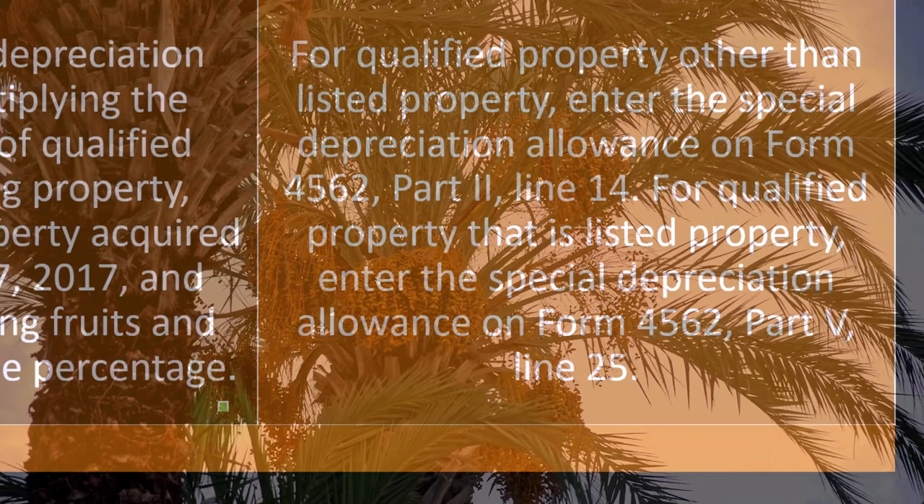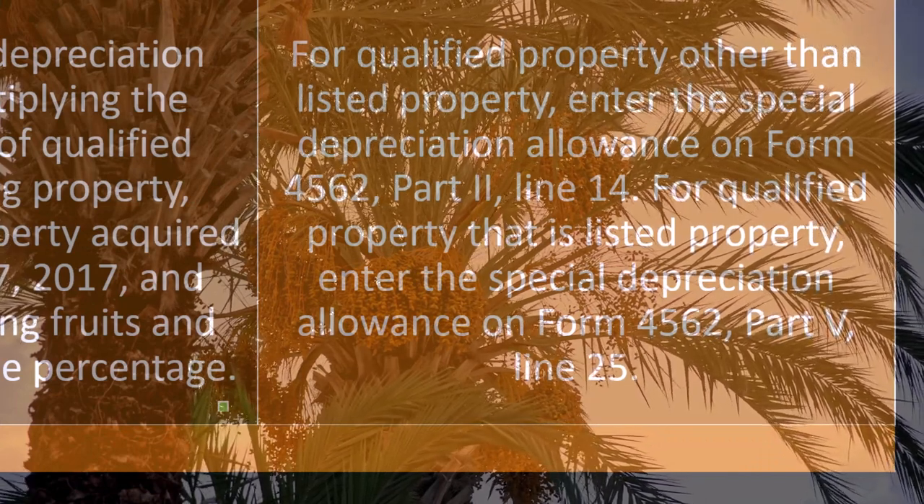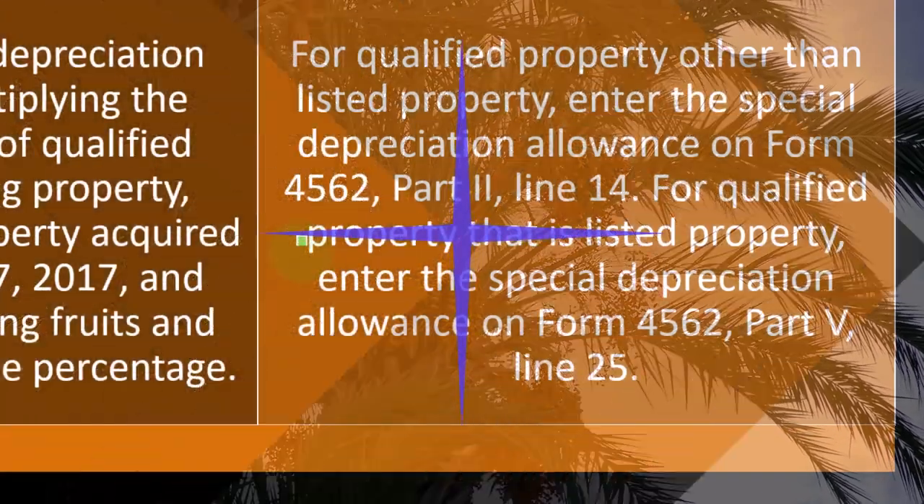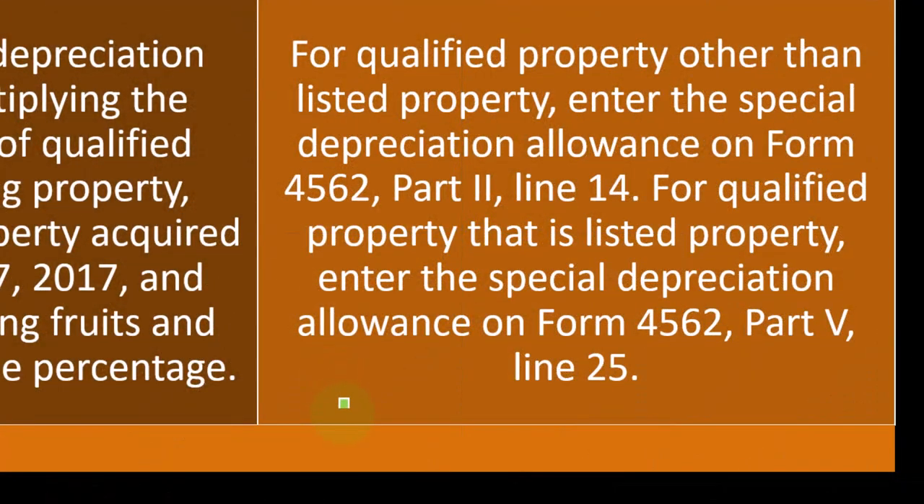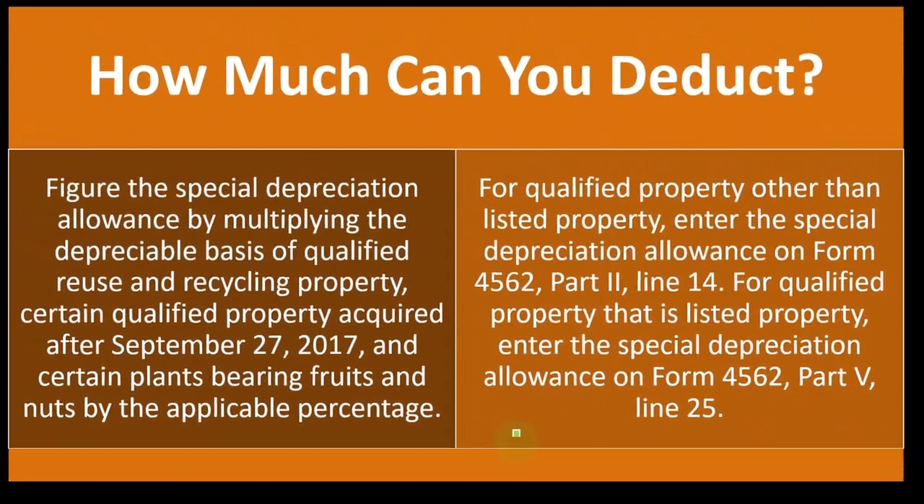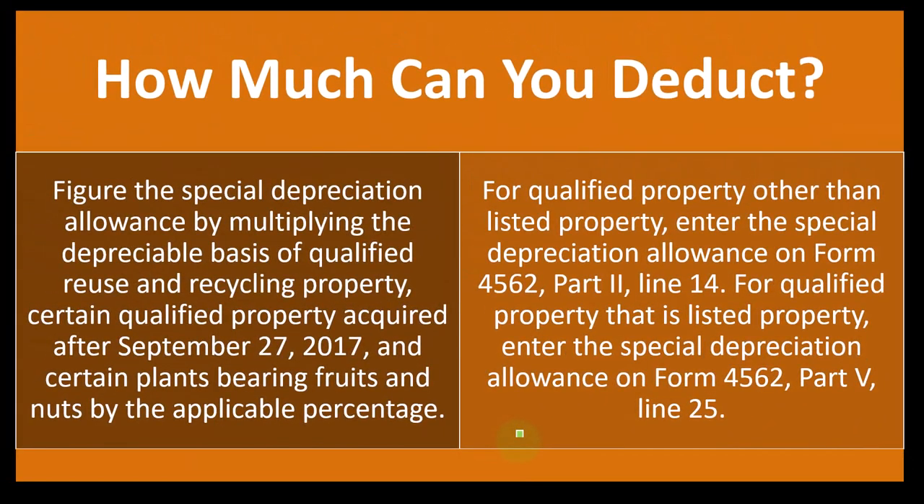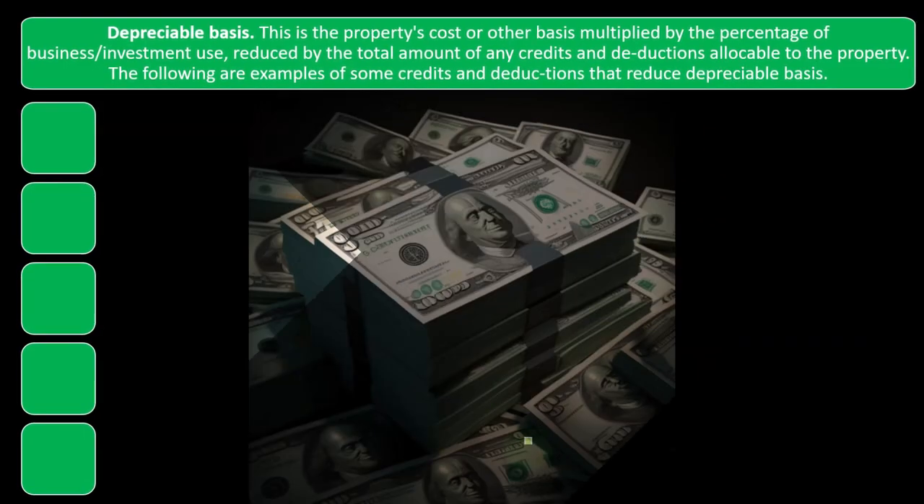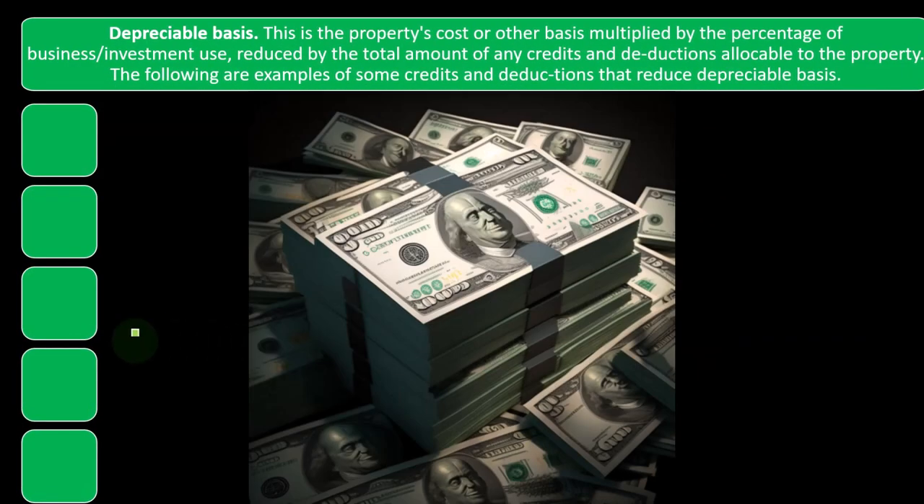For qualified property other than listed property, enter the special depreciation allowance on Form 4562, which we've seen in prior presentations, Part 2, line 14. For qualified property that is listed property, enter the special depreciation allowance on Form 4562, Part 5, line 25. Tip: if you place qualified property in service in a short tax year, you can take the full amount of a special depreciation allowance.